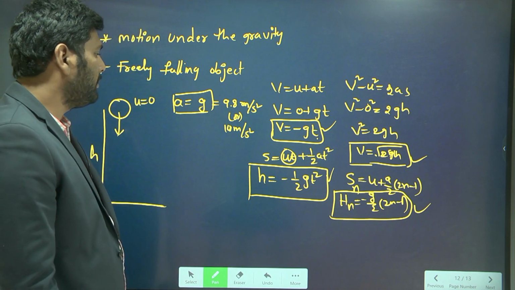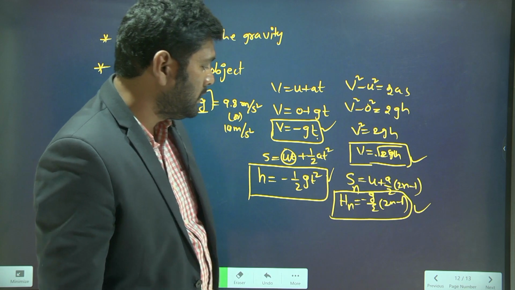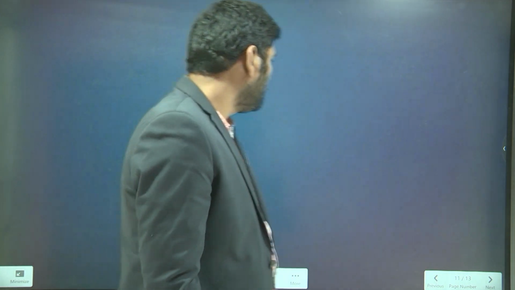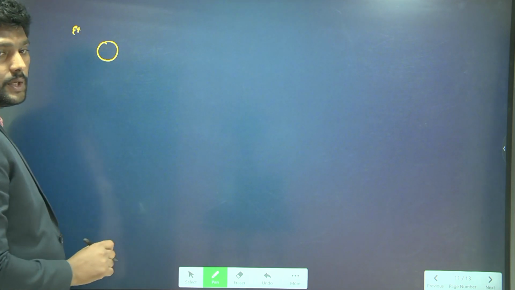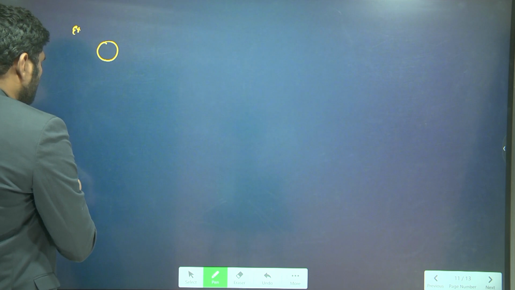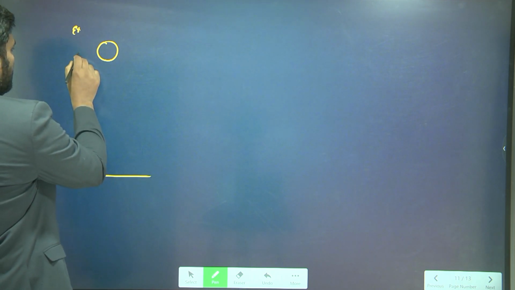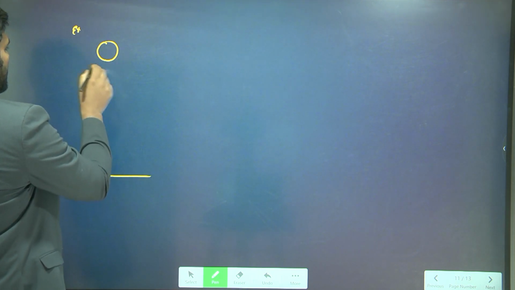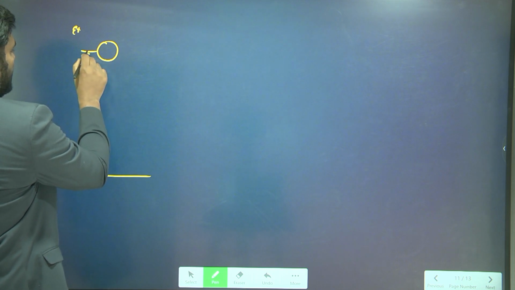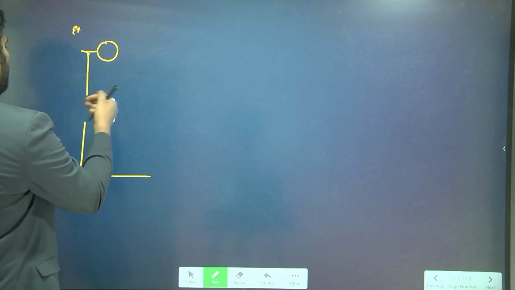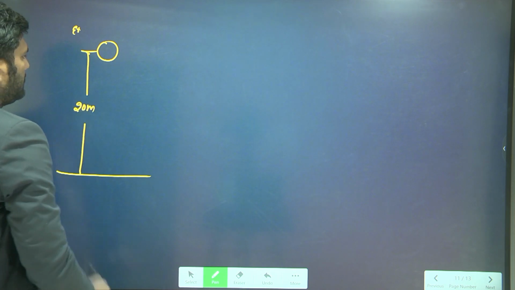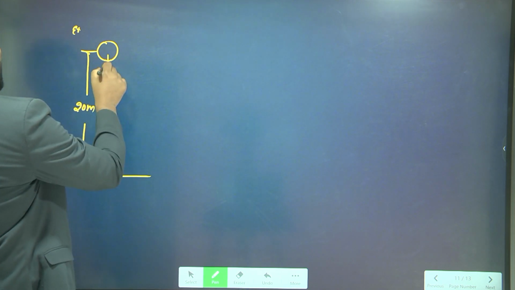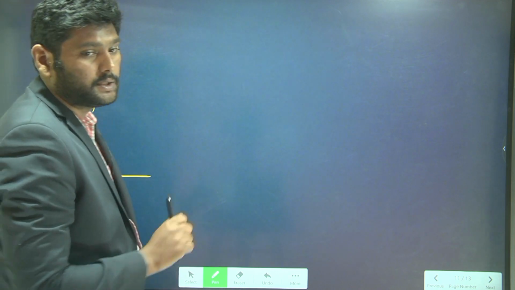Let's do some problems. One problem based on this. Now, example. This is an object. This object is falling from a certain height, 20 meters height. The object is freely falling from 20 meter height.